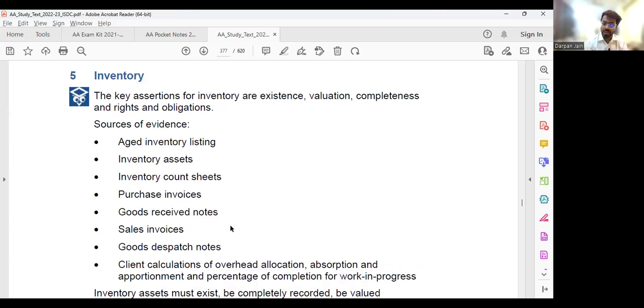The amount of inventory which the company is showing in their balance sheet. As an auditor, how are you going to check that amount? How are you going to make sure that the inventory they are showing is correct or not? See, the different sources of evidence that you have for inventory. You have an aged inventory listing. What is this aged inventory listing? It is nothing but the list of all the different inventories that the company has along with their age. What do you mean by age? The number of days for which the company is holding that inventory.